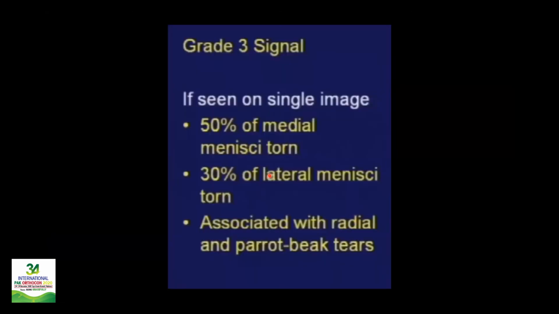But there is an issue here. If you can see this abnormal signal area in only one slice, then what is the possibility that this is a true tear or is not a true tear? It depends on which side of the meniscus you are going to see the abnormal signal. If it's only on one image, then approximately 50% of the time it is going to be a true meniscal tear, whereas in the lateral meniscus, it's associated with 30% of the true tears. So it can be more abnormal in the lateral meniscus.